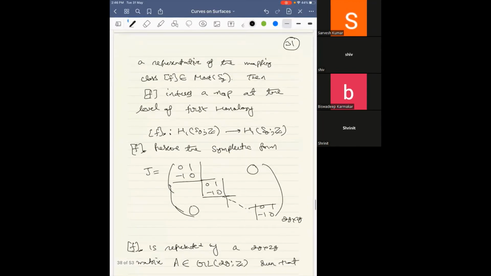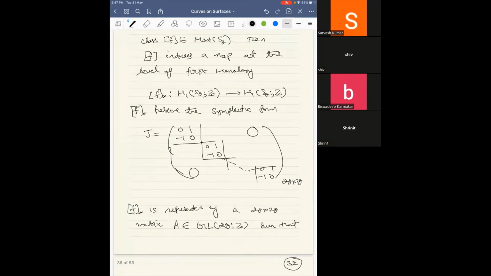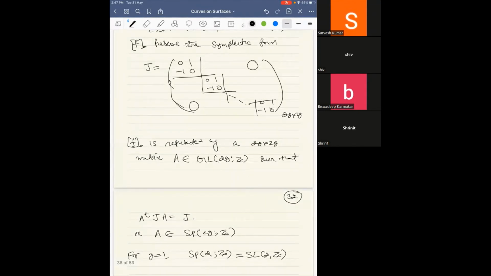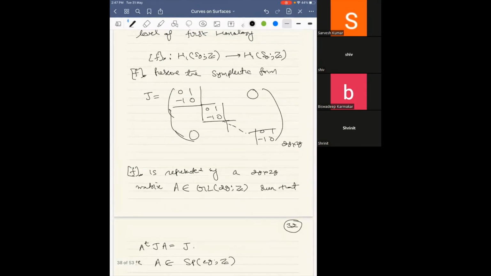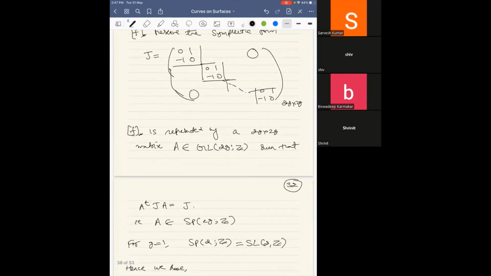I hope you are familiar with this thing J. So J is this block matrix, 2g cross 2g, right? And so you can represent this element of homology, just look at its action on the generators. And so one can see this represents an element of GL(2g,Z) such that it preserves this form, A transpose J A equal to J.